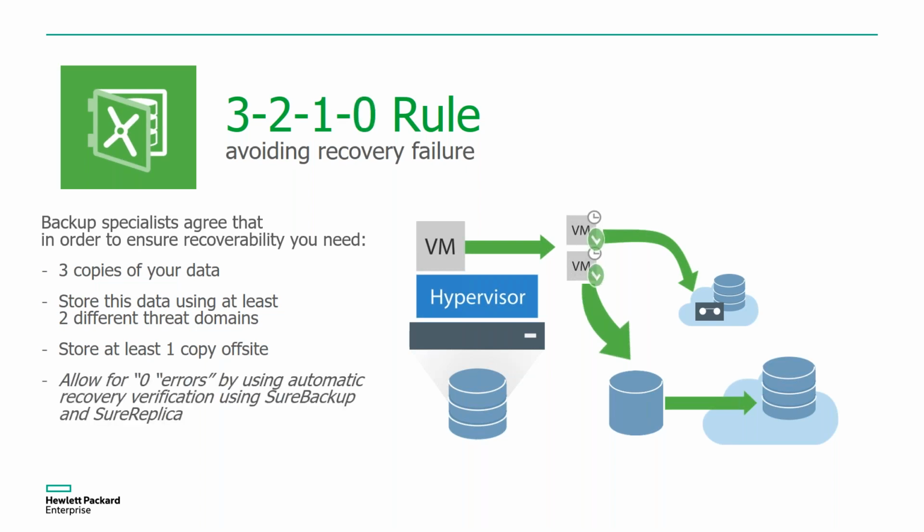We can turn that 3-2-1 rule into the 3-2-1-0 rule. Because leveraging the SureBackup technology, we can guarantee that all those 3 copies on 2 different media and 1 in a different location are guaranteed error-free because we run them through the SureBackup technology. Just moving on to the next slide, and Nick will be able to show you how that can be achieved with some of the Nimble technology.